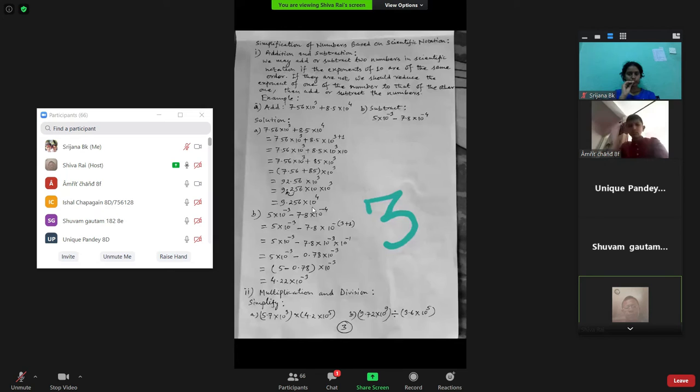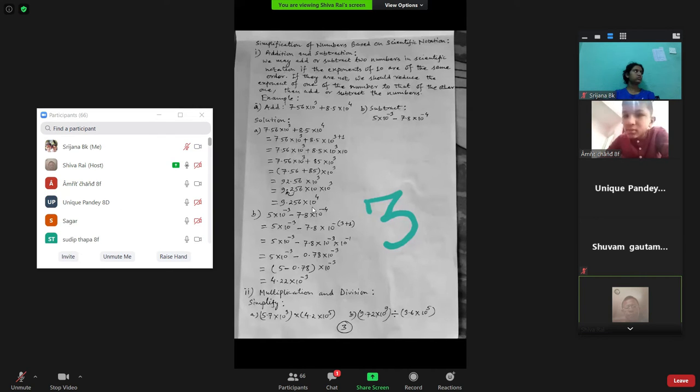Now B number, you look here. B number is 5 into 10 to the power minus 3 minus 7.8 into 10 to the power minus 4. You look here. In the first term there is 10 to the power minus 3 and in the other term there is 10 to the power minus 4. They do not have the same order, so we can make them the same order. Same order means having the same power. We can change them into the same power. So how can we change?